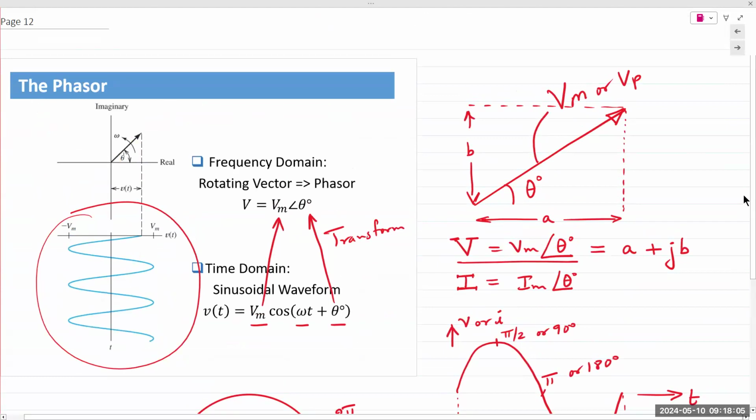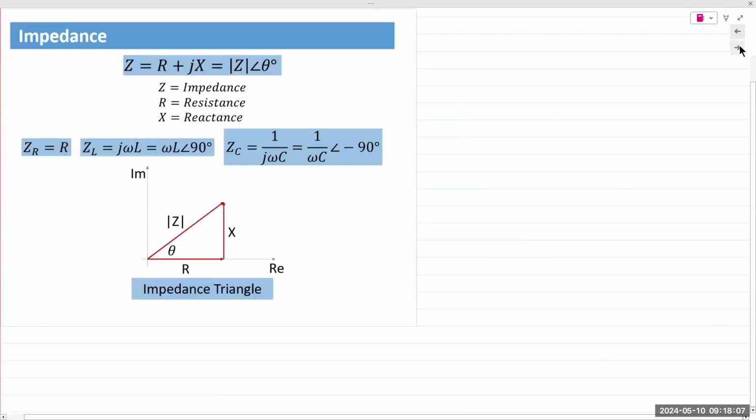Okay. So that was for the sources. Let's look at impedance. Okay. So the first thing I would state about impedance is that you can think of it as being synonymous with resistance.